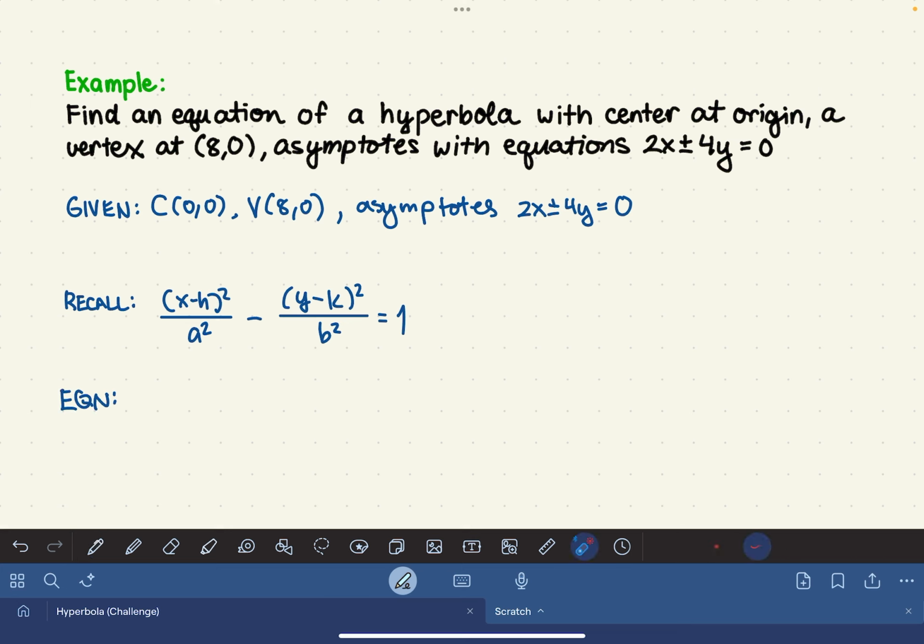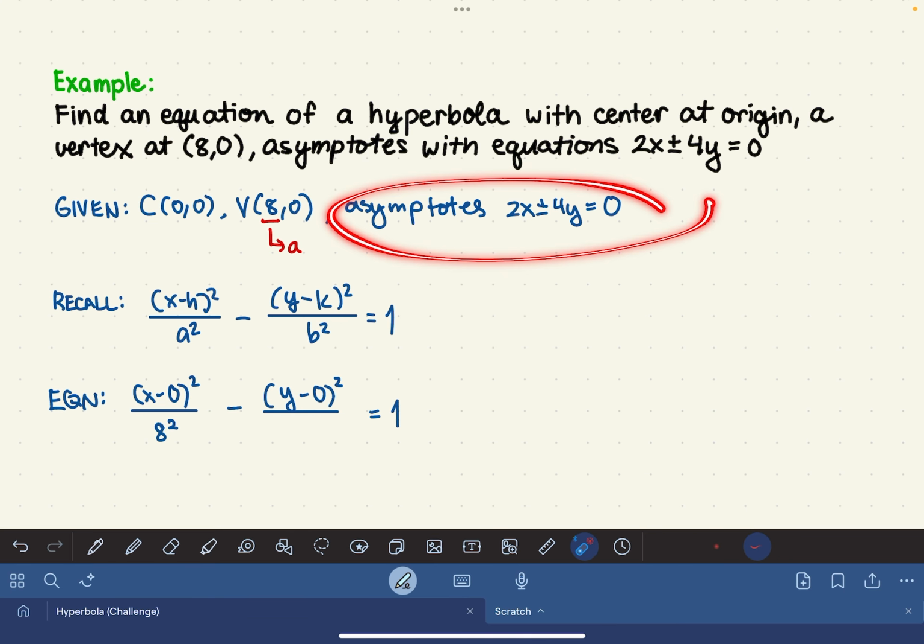Similar to earlier, it is easy to see that h and the k here would just be given by the center 0, 0. So just like earlier, we can write this as x minus 0 squared minus y minus 0 squared. And then here, recall again that in the vertex, what we add here is the 8, which means that this one is just equal to 8 squared. This time, our problem is the b, but recall that we still have this equation out here.